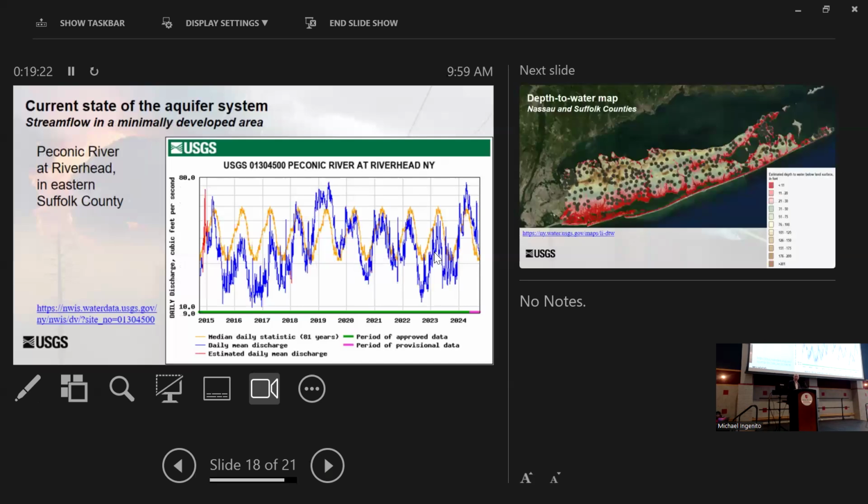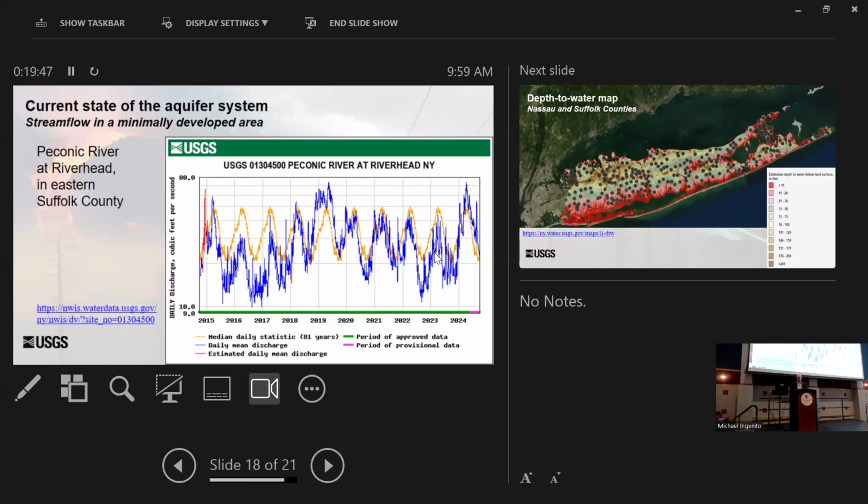And lastly, here we're looking at stream flow in a minimally developed part of Long Island. This is the Peconic River, the Riverhead area. Not unlike what we saw at Connecticut Brook, the multi-year decline in the late teens, above normal conditions around 2019, 2020. The declines in the 22, 23 period, back to near normal conditions in 24.